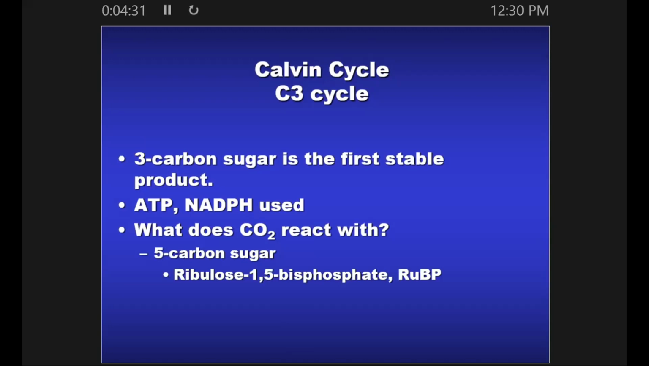Full name is ribulose 1,5-bisphosphate. So there's 2 phosphate groups on it. Okay, 1,5 position. All right, so RUBP, you can just abbreviate that down to R, capital R, small u, capital B, capital P. All right, RUBP. So that's the 5-carbon sugar. And for that, he won the Nobel Prize, Dr. Kelvin. He won the Nobel Prize for his work on the C3 cycle.